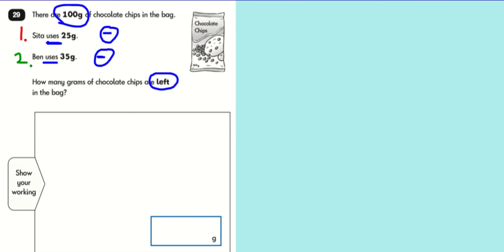So let's see if we can write a number sentence for this part here, step 1. So we're starting with 100 grams, aren't we? And we're going to take away how many grams? 25 grams, because that's what Sita used, isn't it? Maybe she made some muffins or something. And we want to know how many grams was left in the bag after Sita had used some. 100 take away 25 equals something. What can we use to help us, children? A number line, you're quite right.